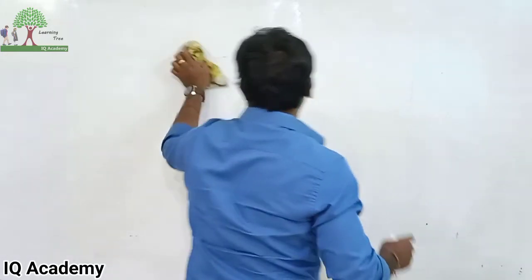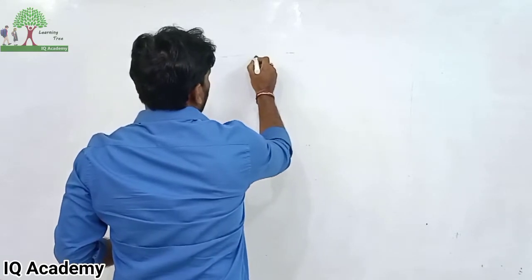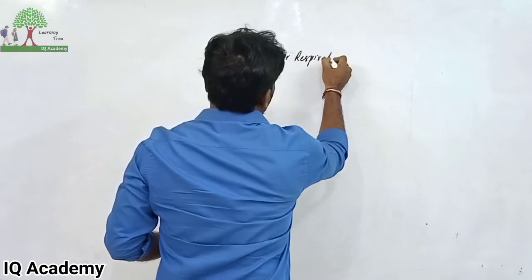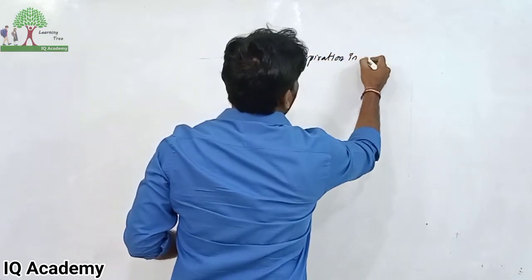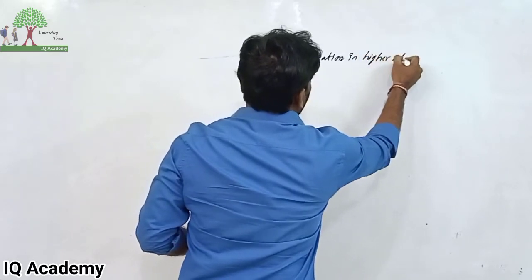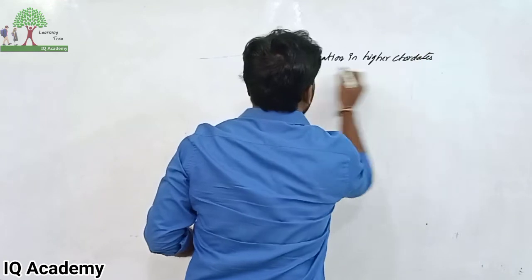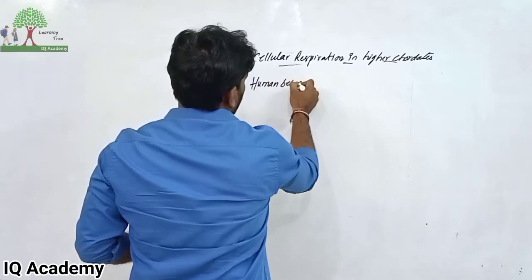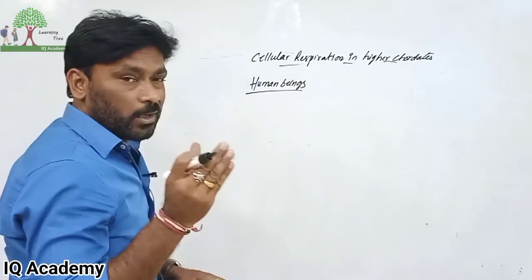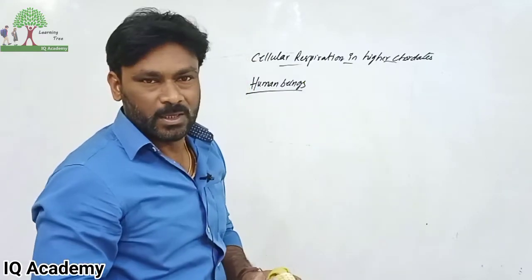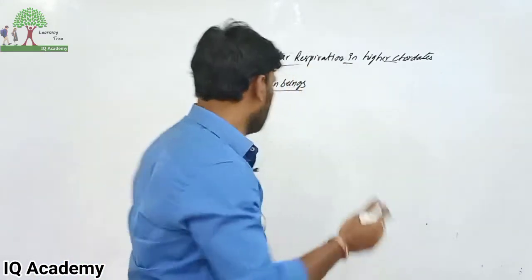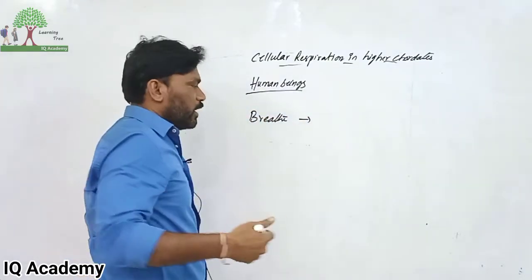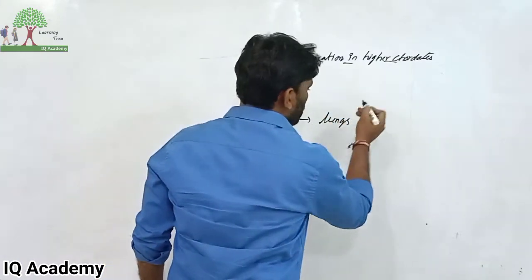So let's move to cellular respiration in higher chordates. The best example is human beings. We already discussed how the transport of gases takes place. When we breathe, the air enters the lungs, which means the air diffuses into the lungs.